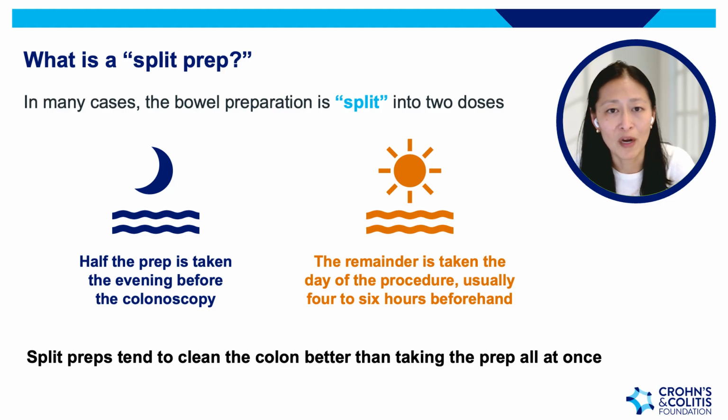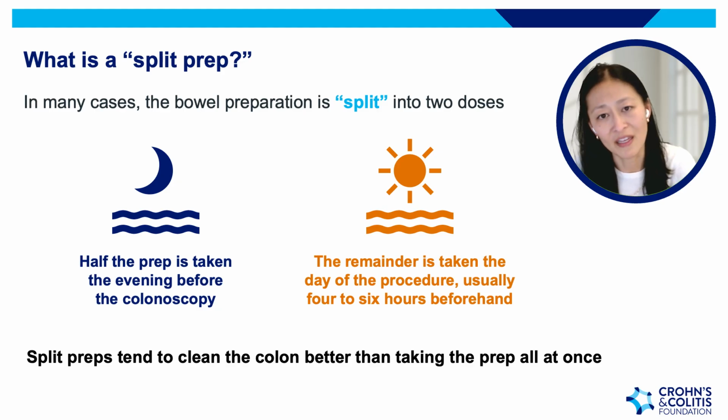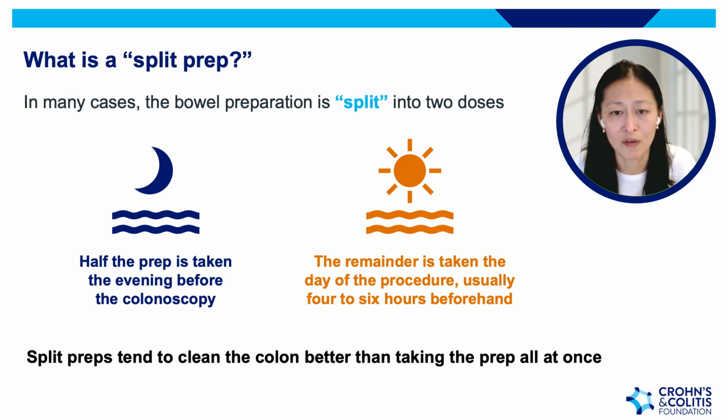There's a specific type of prep called a split prep, and a lot of doctors do use split preps because it tends to clean the colon better than drinking all of the prep all at once. So, in general, the split prep involves drinking half the prep the evening before the colonoscopy, and then after a certain number of hours, taking the other half of the prep so that it helps the colon clean out better. Please follow the instructions from your doctor about specific timing of that so you can make sure that it works well in advance of your procedure and in advance of your travel time.